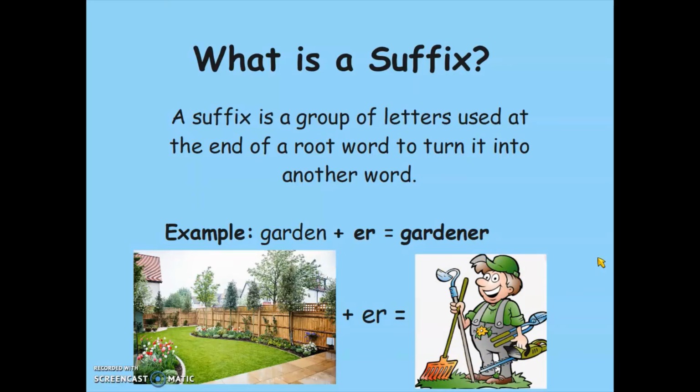And we're going to be learning about suffixes. So a suffix is a group of letters used at the end of a root word to turn it into another word. In this example, garden is the root word, er is the suffix, and gardener is the new word. Garden, add er, gardener.